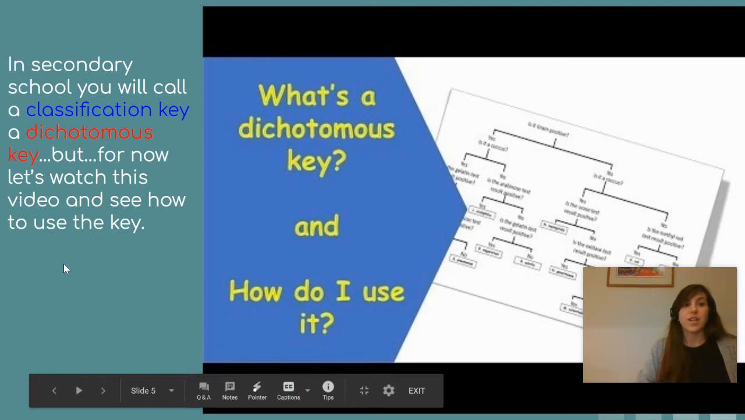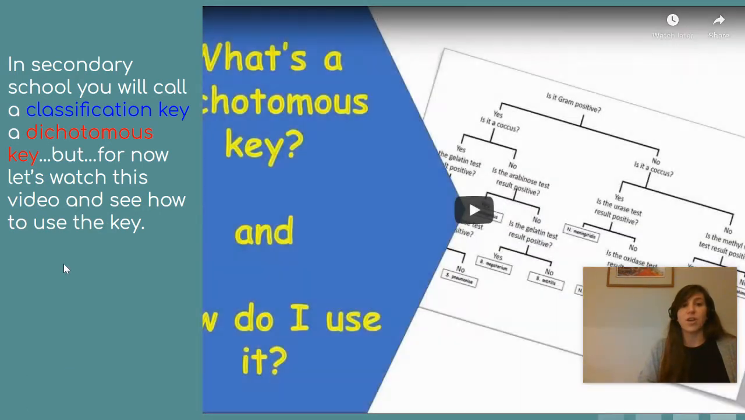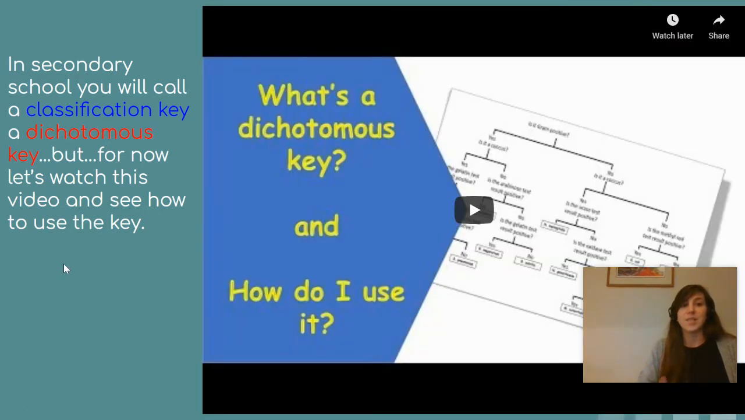So let's first take a look at this. In this video, they're going to use the word dichotomous key because there's always a yes or no question. But in our lesson, we are going to call it a classification key. So let's watch the video together. I'm going to turn off my video now so that you can see the whole video and you won't be able to see my image anymore throughout this lesson.